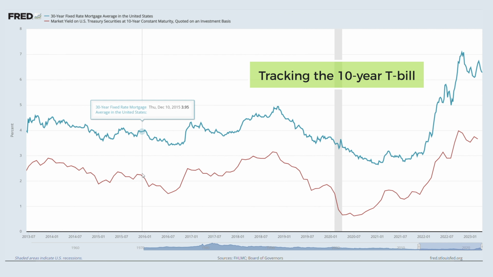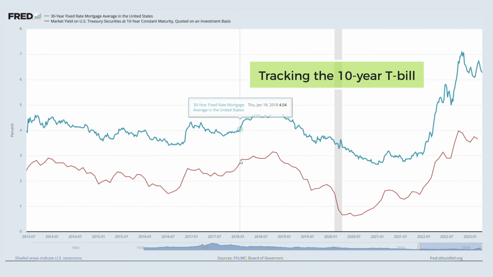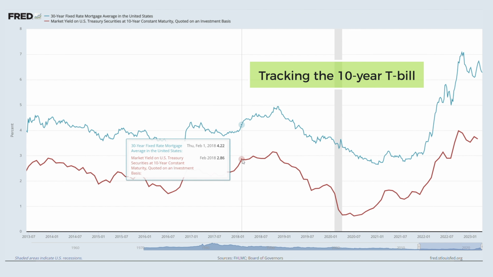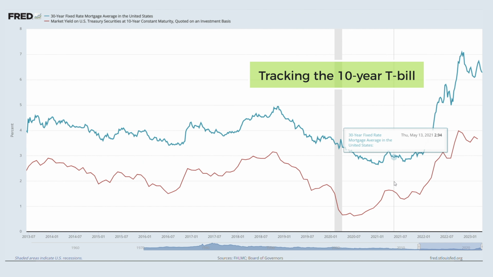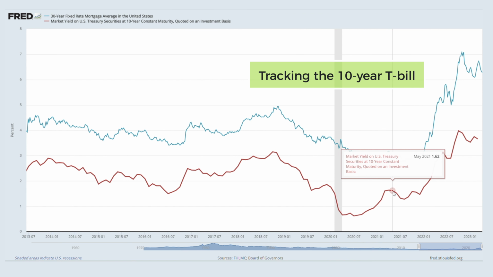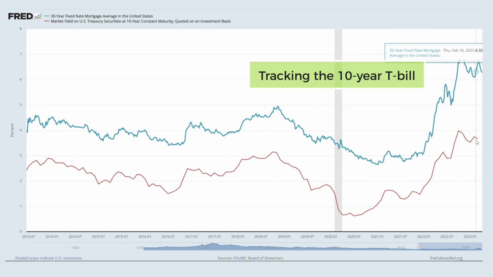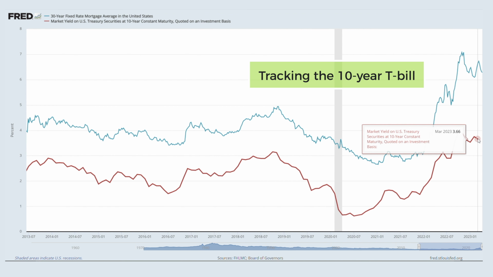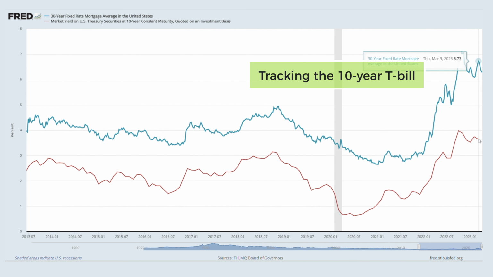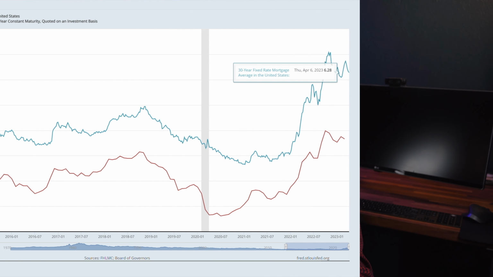And look a little closer, and you may see that the gap between the two varies. Historically, that spread is usually 1.5% to 2%, but occasionally it reaches 3% or even a little bit more. So investors are willing to lend the US government money at a rate that's 1.5% to 2% to maybe 3% lower than they'll lend it to you for a mortgage. So what's that about? Well, it goes back to risk.